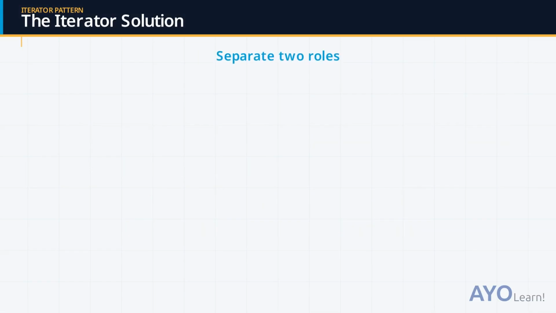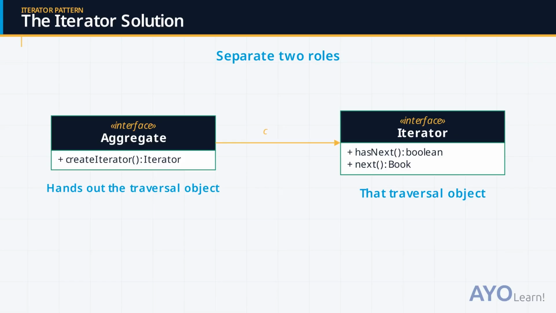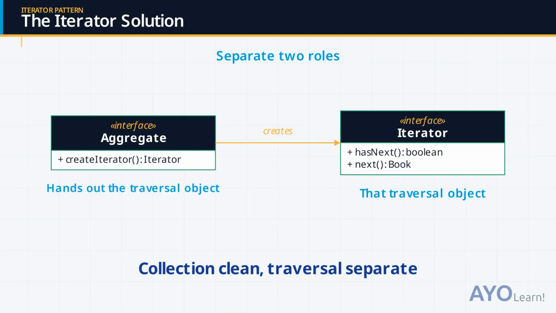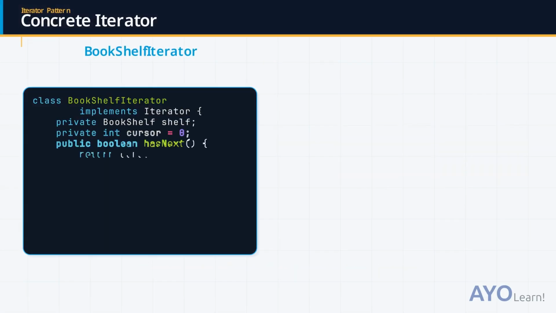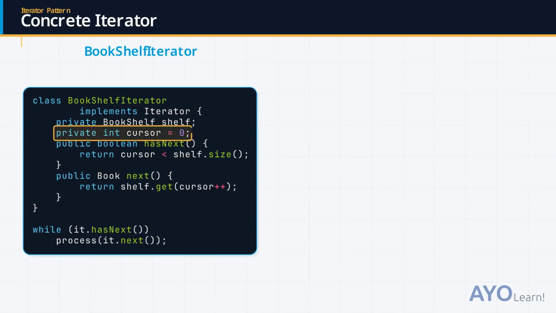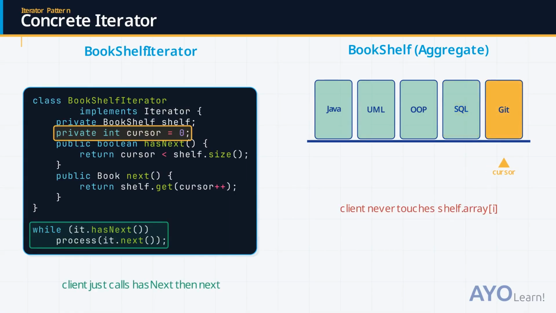Let's separate two roles. The iterator interface provides hasNext and next for walking through elements. The aggregate interface provides createIterator, which hands you that traversal object. Collection stays clean, traversal stays separate. Bookshelf returns a bookshelf iterator that keeps its own cursor. The client just calls hasNext, then next, processing each book one at a time, never touching the underlying array. Watch the cursor advance, highlighting the current element.